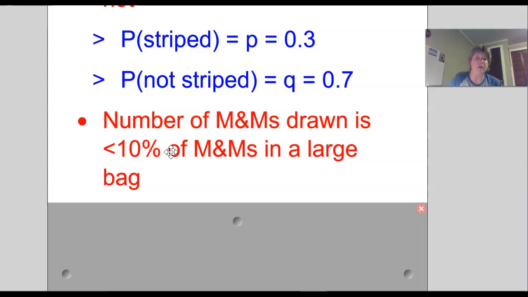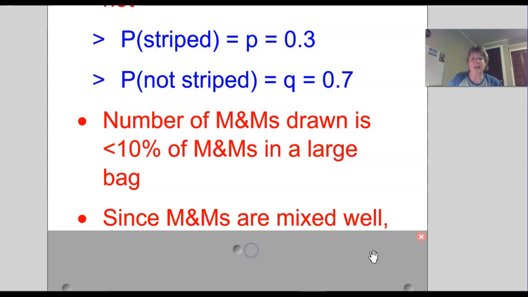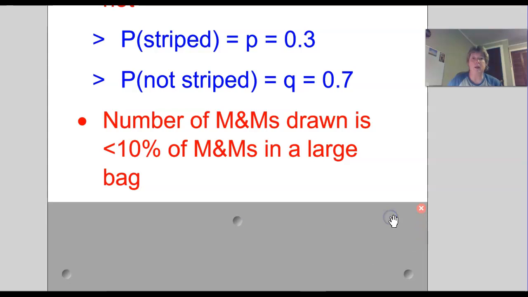So I'm going to consider this to fit that 10% condition, and therefore satisfy that virtually independent condition, that the probability of getting a striped one is, for all intents and purposes, going to stay the same from trial to trial. So these can be considered Bernoulli trials. So that's that first part.